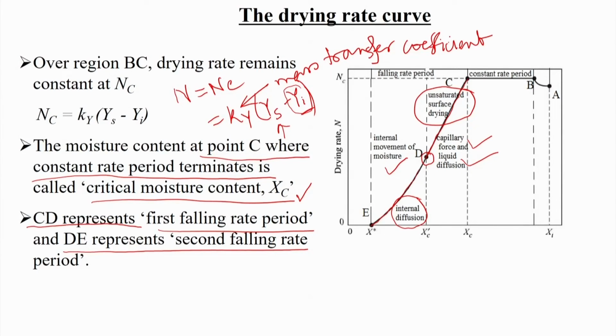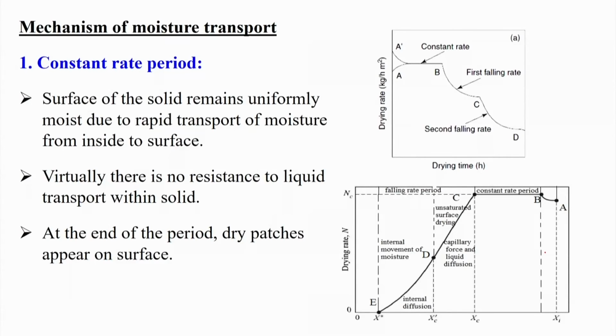But here, from C to D, I said that N in general is proportional to X; here N is proportional to X square. Now, you see this in the constant rate period.